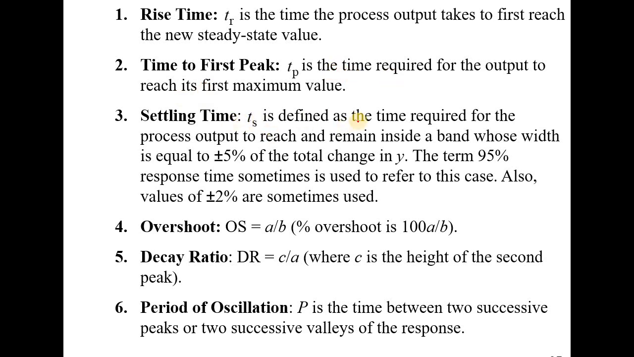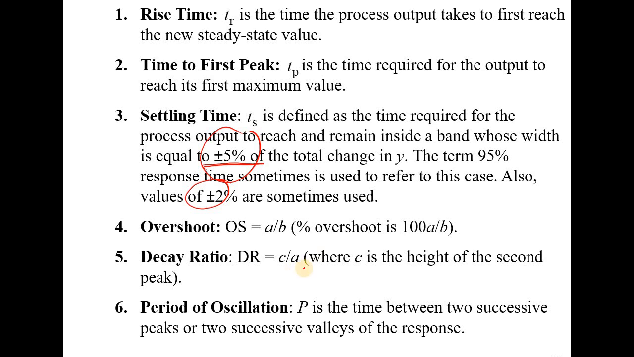Settling time is defined as the time required for the process output to reach and remain inside a band whose width is equal to plus or minus 5% of the change. Sometimes it's referred to as 2%, but we will use plus or minus 5%. Overshoot is A over B, so how much it shoots over the set point divided by B. Decay ratio is C over A.